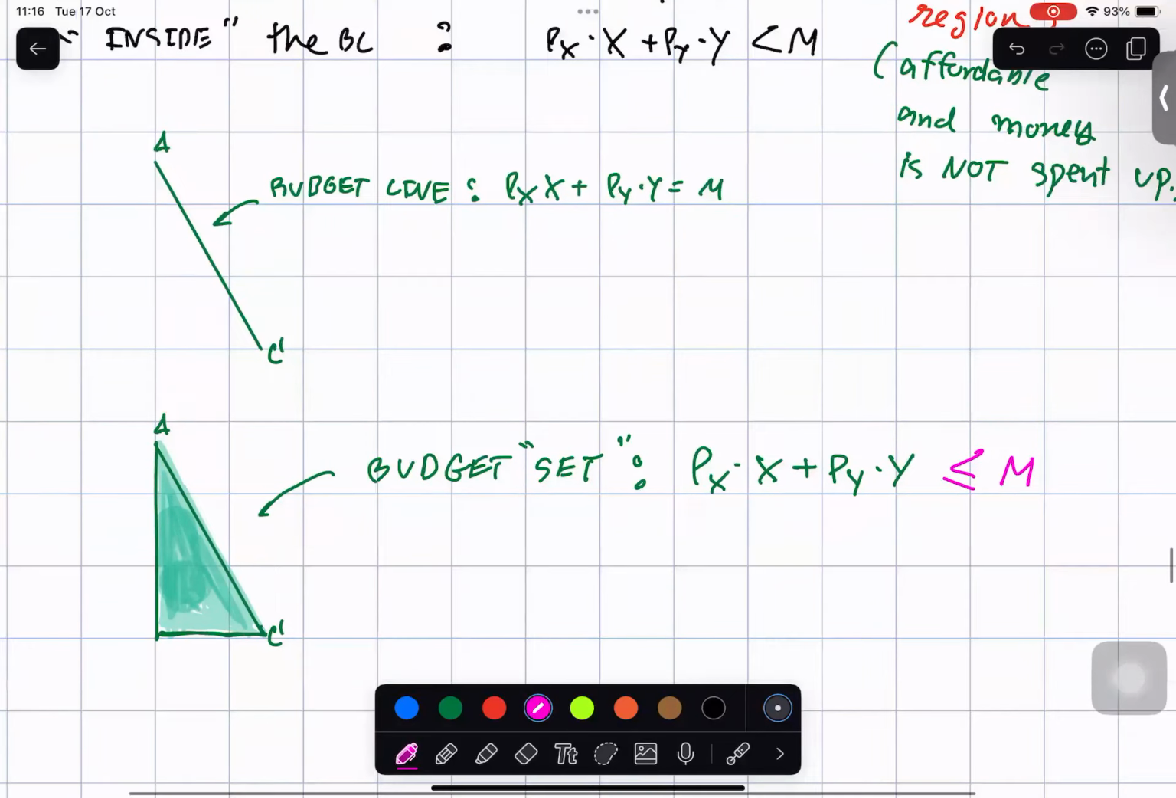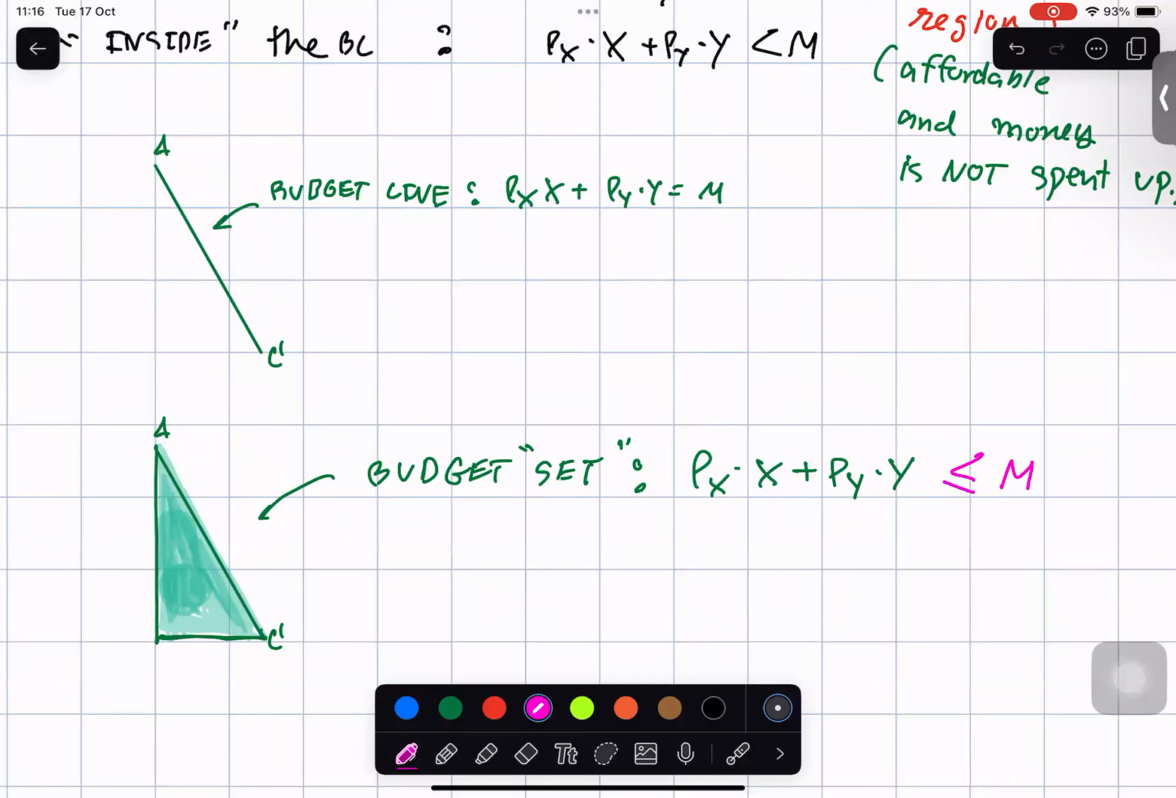The objective here is that students can distinguish between the two words here, the word budget line and the word budget set. Budget line is purely about the baskets on the line where expenditure equals income. But budget set is about this. It contains baskets on the line, yes. Also, it contains baskets inside the budget line, including all baskets along the edge.